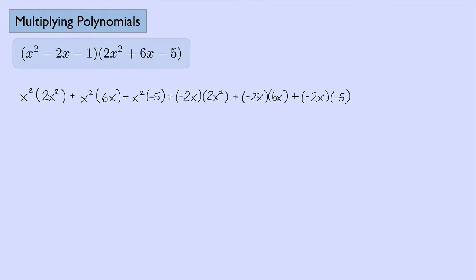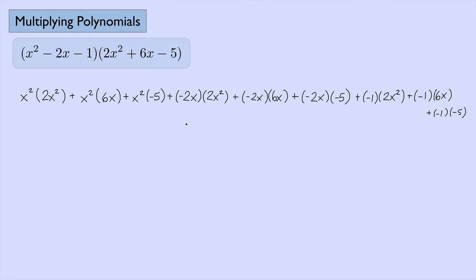And finally, I have a negative 1. So I have negative 1 times 2x squared. So I guess I'll write it like this, negative 1 times 2x squared. And then I have negative 1 times 6x. And then I have negative 1 times a negative 5. I can barely fit it in here. Negative 1 and negative 5. Okay.